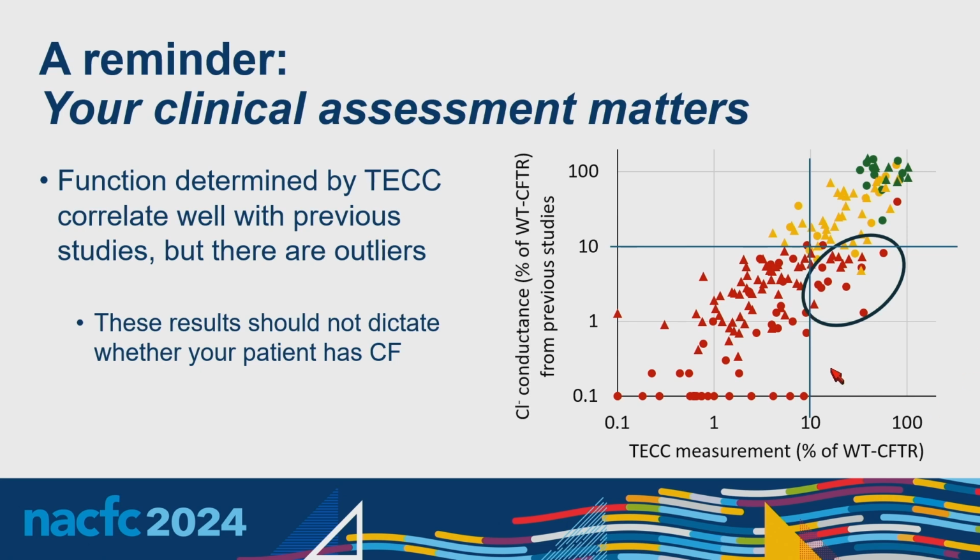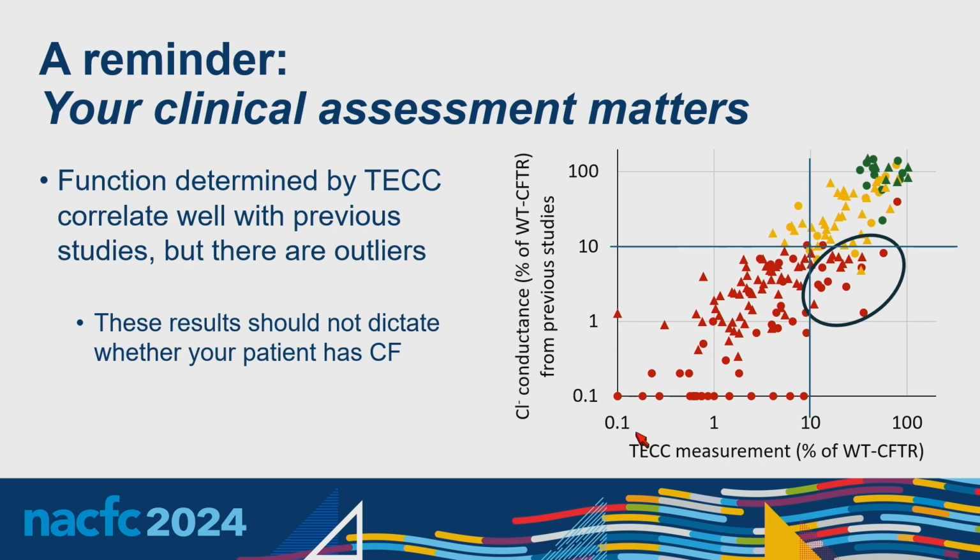So in this chart here, this is the TEC measurement, so percent of wild type on the x-axis. This is on a log scale, so 0.1, 1%, 10%. Same log scale on the y. These are chloride conductance studies from other systems. Remember I said when we provided this list, about 200 of those variants were also tested in other systems and then determined to be CF-causing, or VCCs. Here are the results from those other systems, and I've put the lines in at 10%.